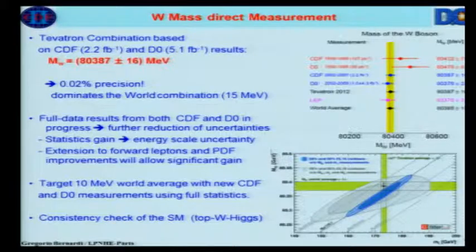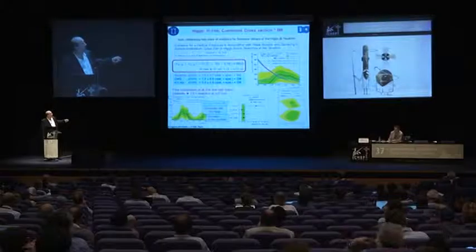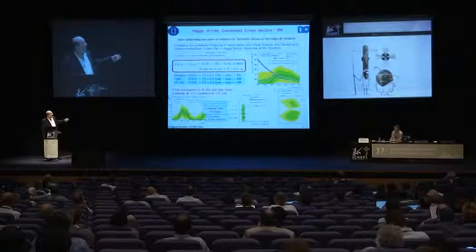So regarding the Higgs, since we are talking about celebration, it's nice for us also, we are going to soon celebrate 2 years of evidence of fermionic decays at the Tevatron, because indeed we published on 27 July 2012 the evidence that we had at that time with the cross-section. And this is about a cross-section which was a bit higher than the standard model.